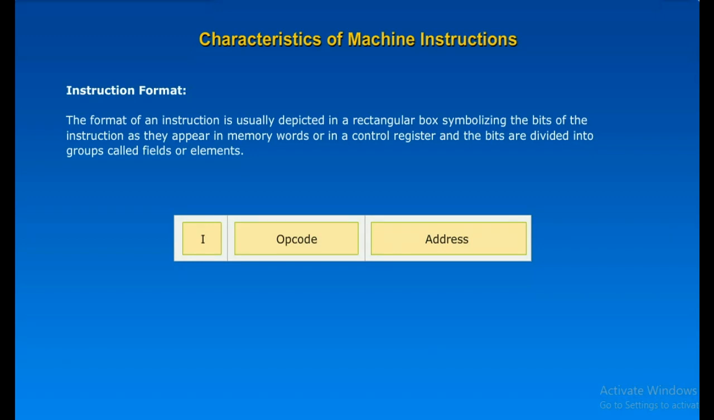The most common fields found in instruction formats are an operation code field that specifies the operation to be performed, called opcode, an address field that designates a memory address or a processor register, and the mode field that specifies the way the operand or the effective address is determined.